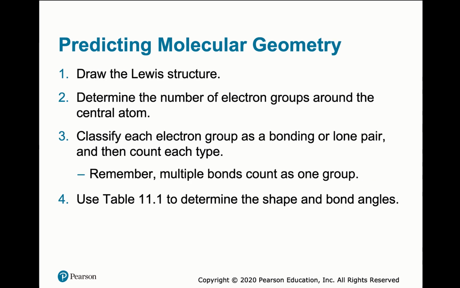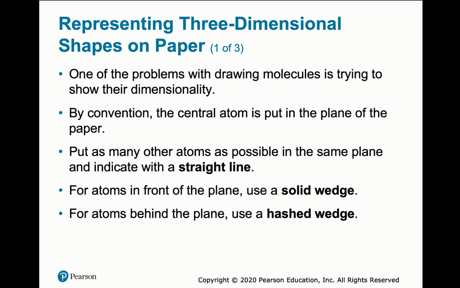Now let's talk about predicting molecular geometry. This is how you do it. You draw the Lewis structure, look at the electron groups around a central atom, or central atoms if there's more than one, then classify each electron group as bonding or lone pair. And it doesn't matter if it's single, double, or triple bonded, it's just a bonding group. And then use a table to determine the bond angles.